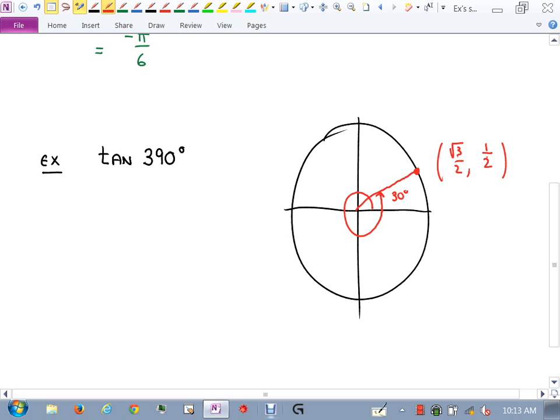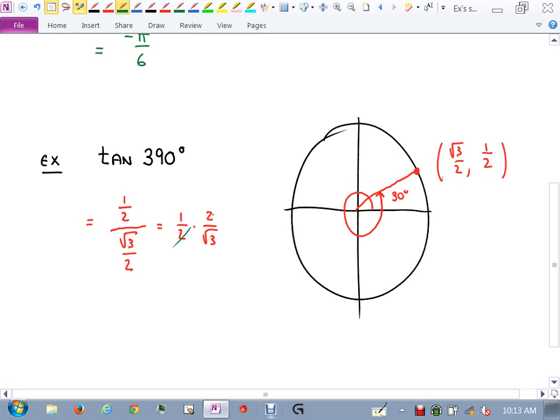Tangent, we said, was which one divided by which one? It's the y over the x. So this would be the 1/2 divided by the root 3 over 2. And now you can't leave your answer like that. You have to clean that up. So we flip the fraction and multiply by the reciprocal: 1/2 times 2 over root 3.